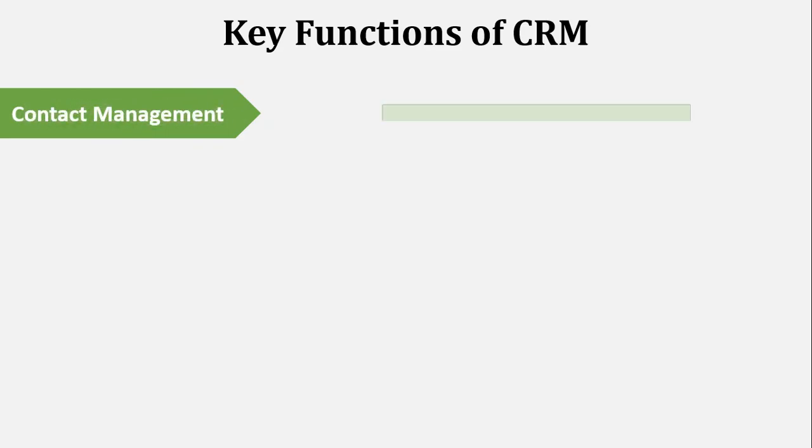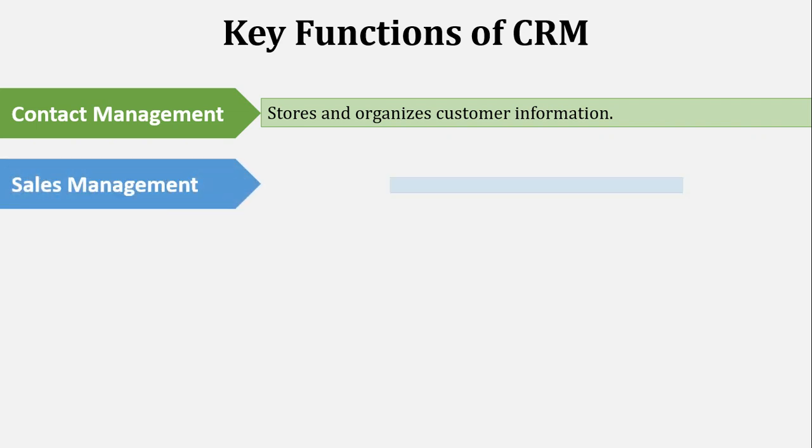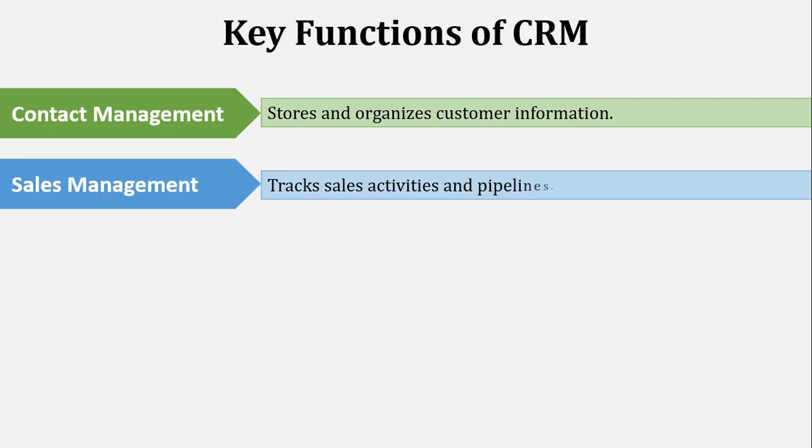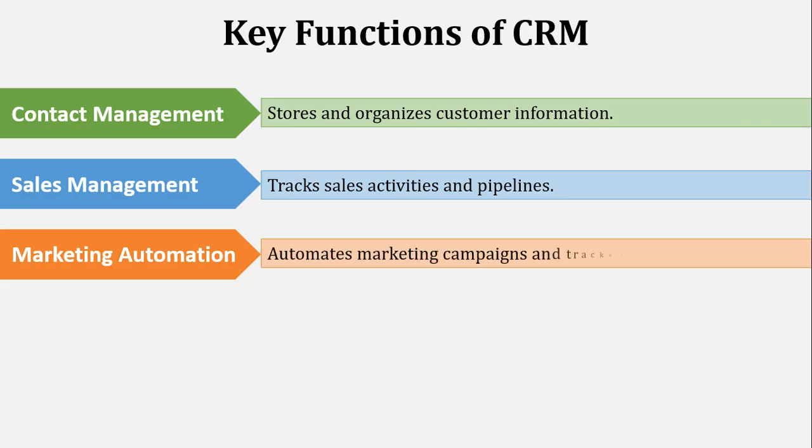Its basic function is contact management. This helps us to store and organize customer information. Second comes sales management. This function tracks sales activities and pipelines. Then we have marketing automation. It's about automating marketing campaigns and tracking their performance.